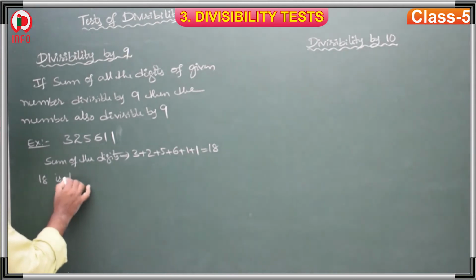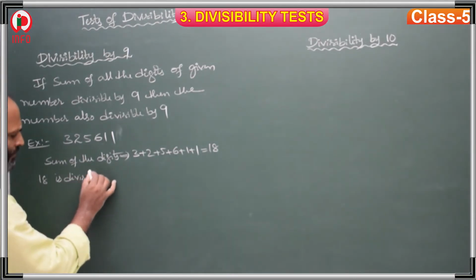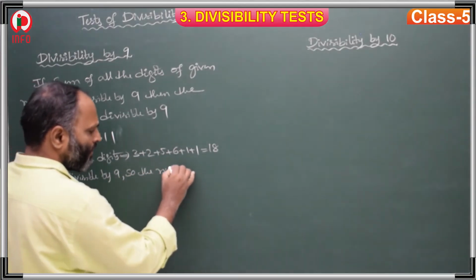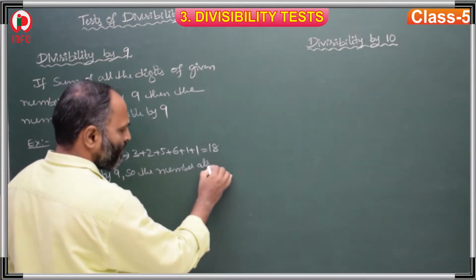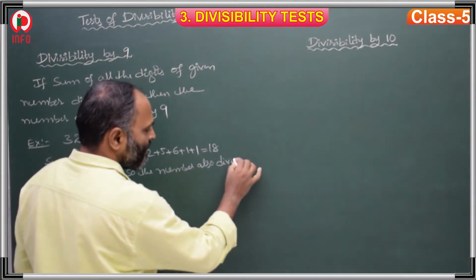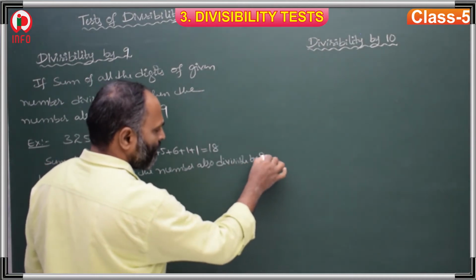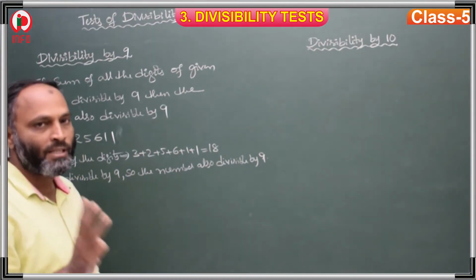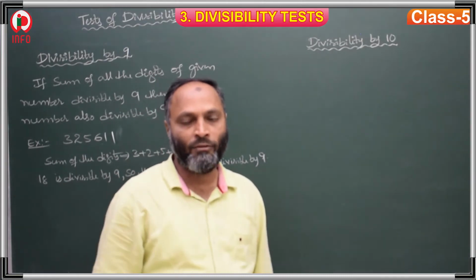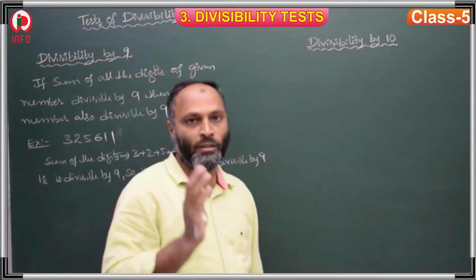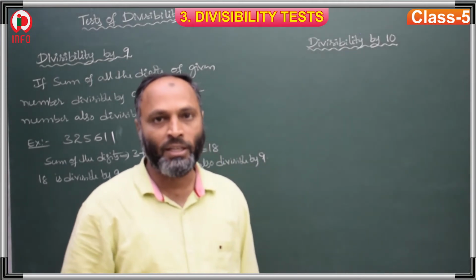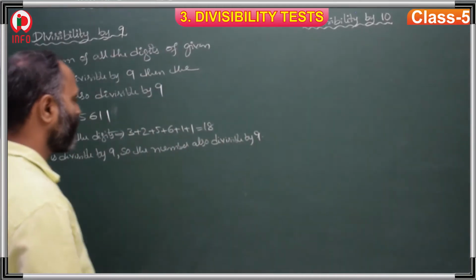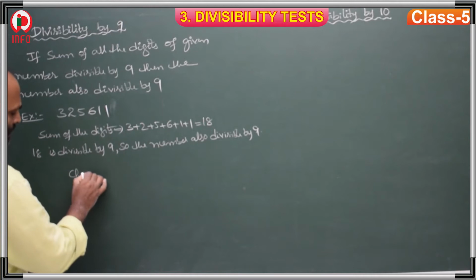18 is divisible by 9, so the number is also divisible by 9. So in this way, like in the 3 table, how we checked by adding all the digits, in the same way for the 9 table also we have to add all the digits. If the sum of all the digits is divisible by 9, then the number is also divisible by 9. This is the condition. If you want to check, then check.